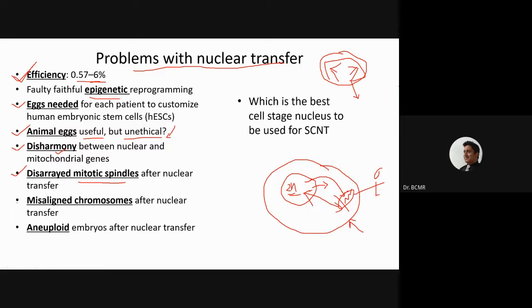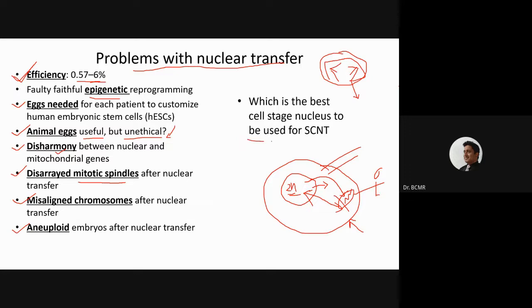The other part is similar: misaligned chromosomes and aneuploidy. Aneuploidy is loss of some of the chromosomes. Say you're transferring chromosomes from outside into the egg, and during the transfer some chromosomes could be broken, some could be dead as well. In the sense, some whole chromosomes could be lost, and that is a problem as well.